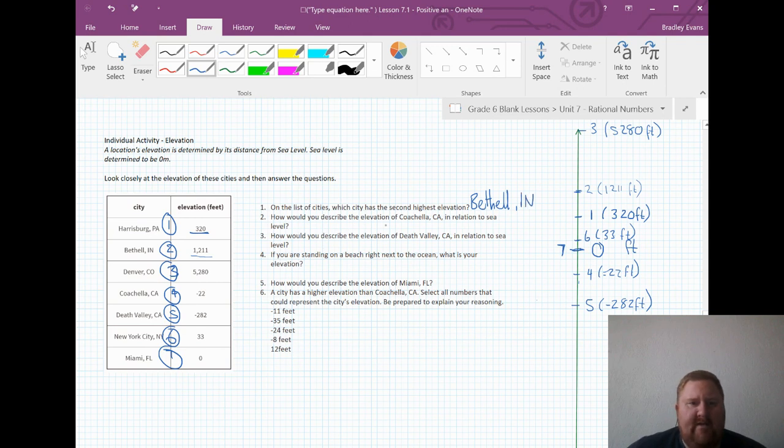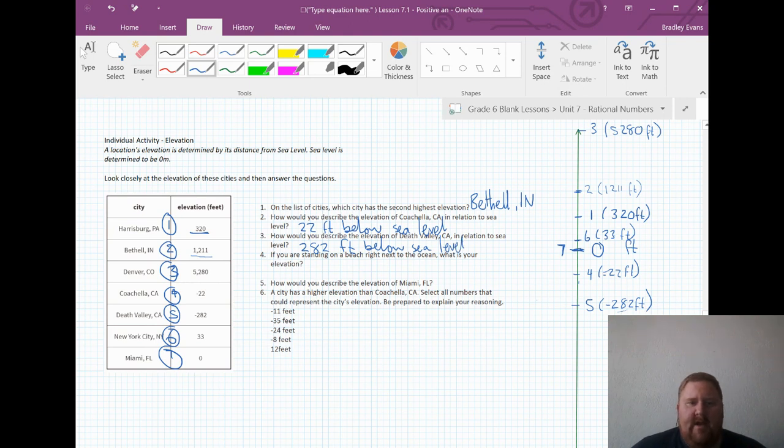Okay, how would you describe the elevation of Coachella in relation to sea level? Coachella we labeled number 4, and it was negative 22. So in relation to sea level, which is 0, it is 22 feet below sea level. How would you describe the elevation of Death Valley, California in relation to sea level? Death Valley we labeled number 5, and it is below sea level, 282 feet below sea level.